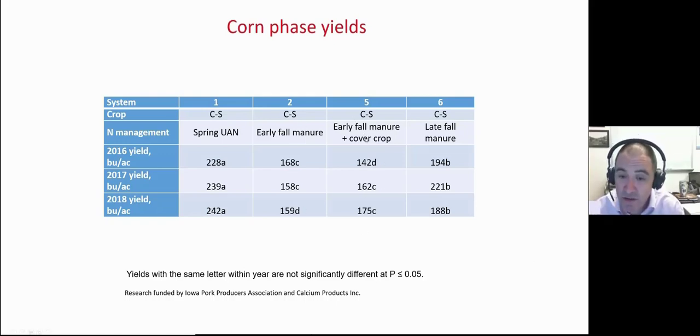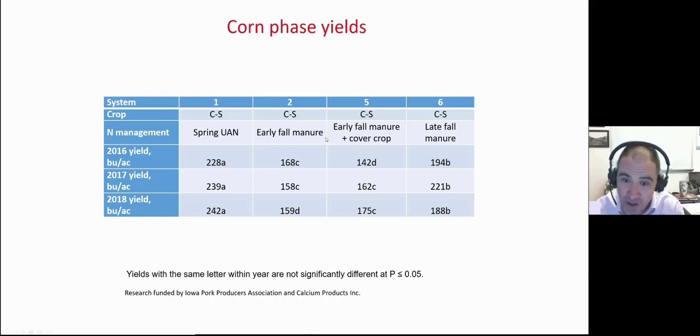Importantly, what we saw was that in the corn yield, where we had the early fall manure and cover crop, was the same or better in 2 of the 3 years. Actually, statistically better in 2018, a 16 bushel yield benefit from the system with early manure plus cover crop.